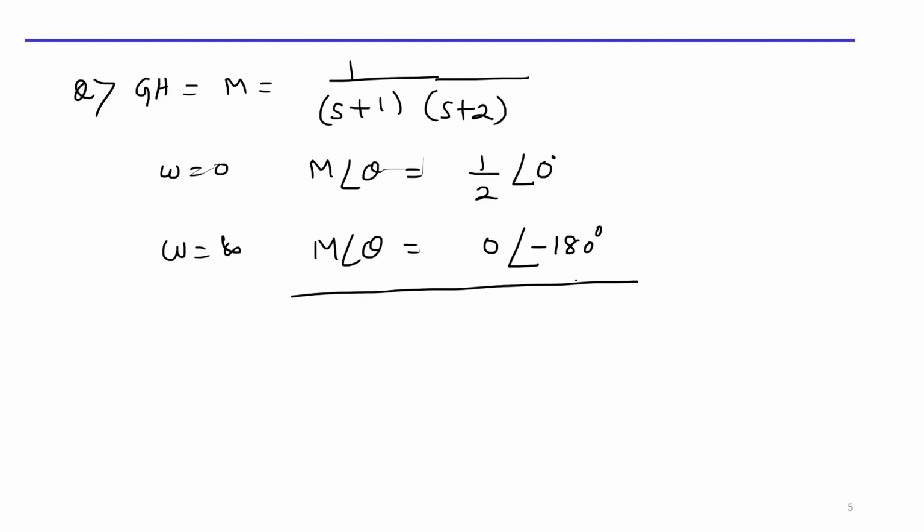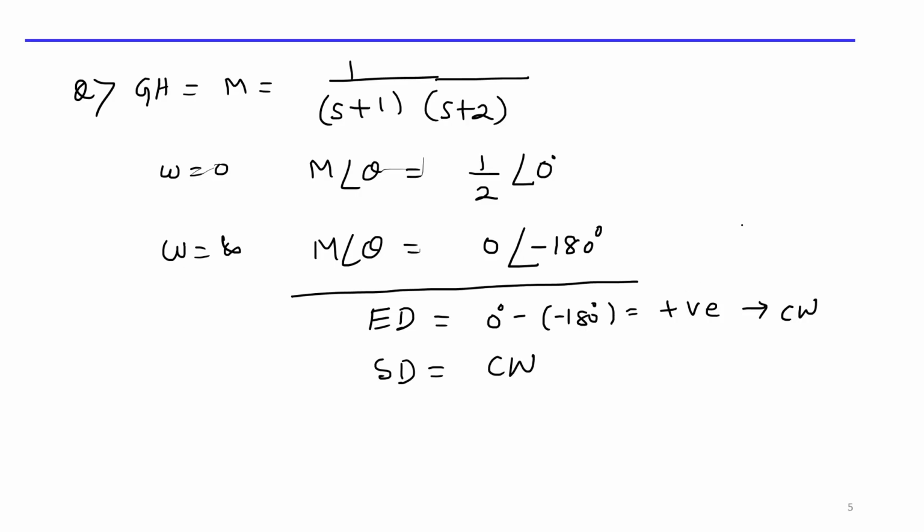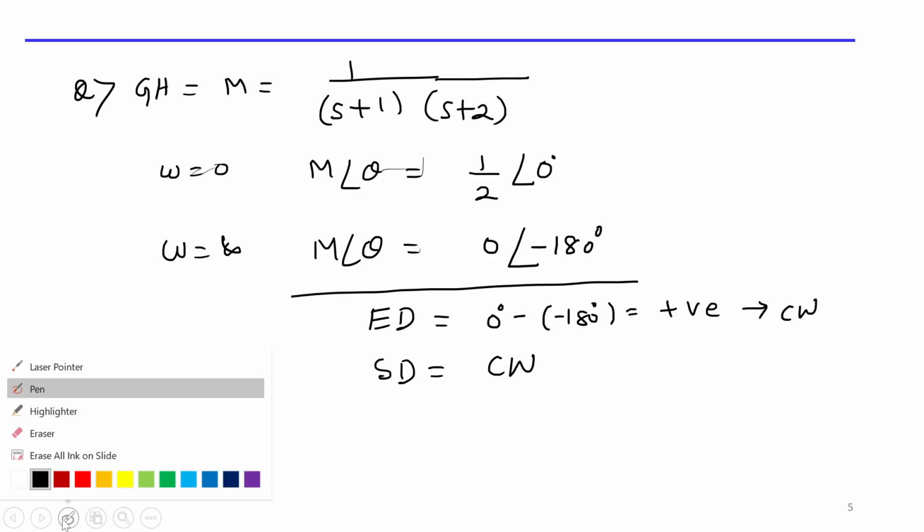Now you have to find out the ending direction. Ending direction is nothing but 0 degree minus of minus 180 degree. The sign I need, only the sign, is positive, clockwise. Starting direction means finite number of poles. In this question only poles are present. Poles are present means by default it will be clockwise. So now how to do the polar plot of the system?